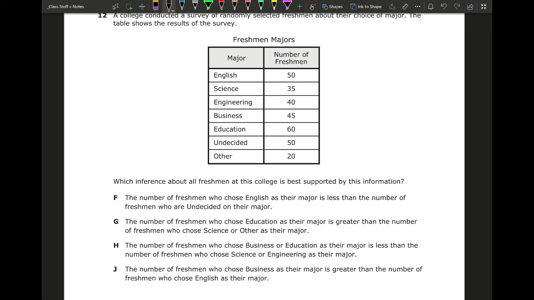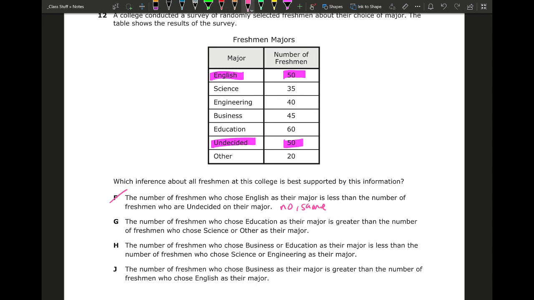F, the number of freshmen who choose English as their major is less than the number of freshmen who are undecided on their major. So at this moment, we're comparing this and this. And it's saying that one is less than the other one. Look at these two numbers. Is one of them less than the other one? For me, they're the same. So no, it's not the answer.